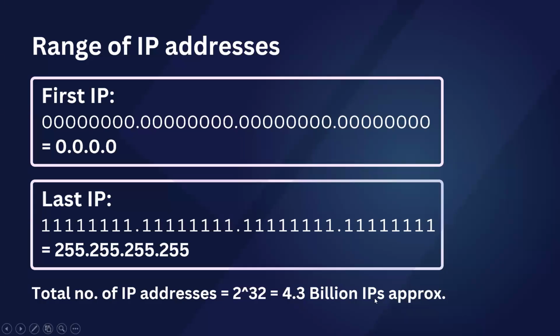So back then, when these IP addresses were invented in the late 1950s or so, they thought 4.3 billion IP addresses was a very large number, because back then you didn't have mobile phones, and not many people had access to the internet either. So they thought 4.3 billion IPs was a very large number.